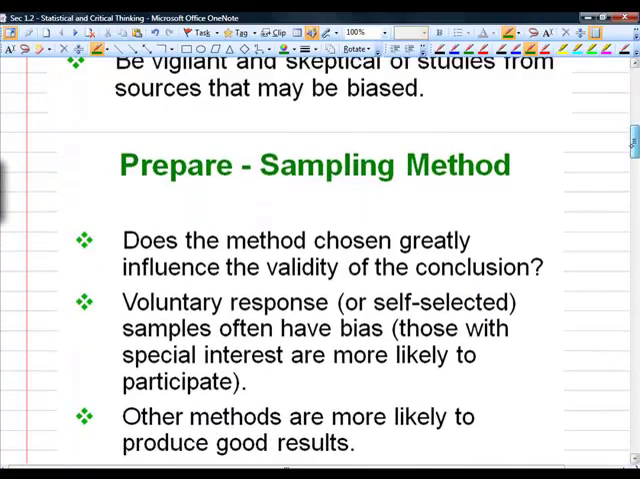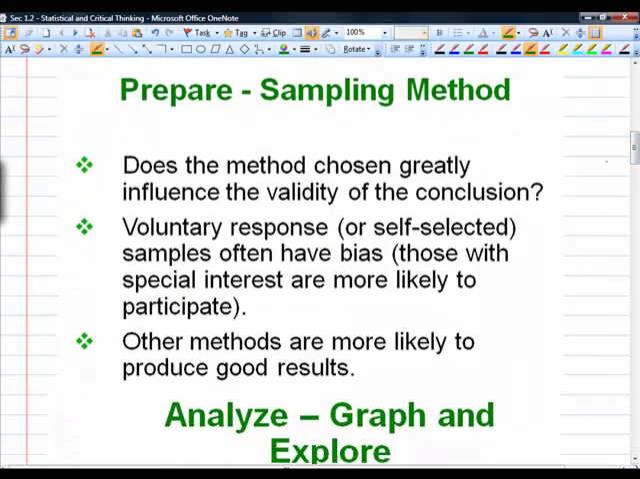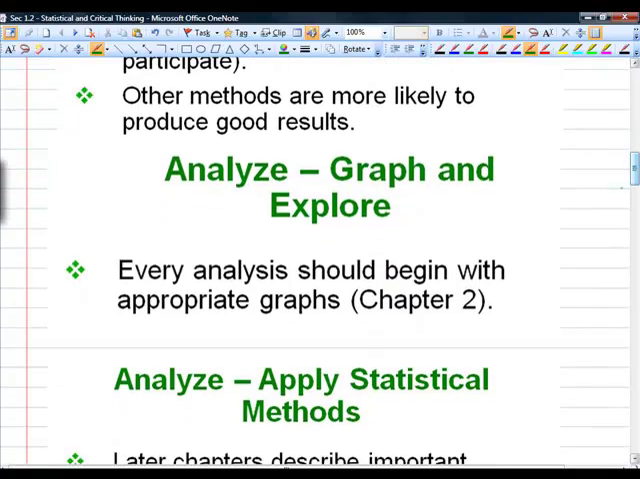When you're preparing the data, you want to make sure that you've removed as much bias as possible. Does the method chosen greatly influence the validity of the conclusion? Are there voluntary responses or self-selected samples used in the collection of the data? These do tend to increase bias, because those with special interests are more likely to participate in them. Other methods are more likely to produce good results, especially if those methods involve randomization.